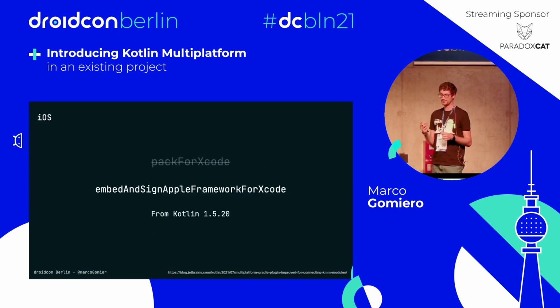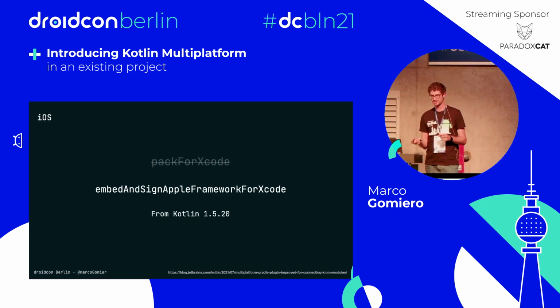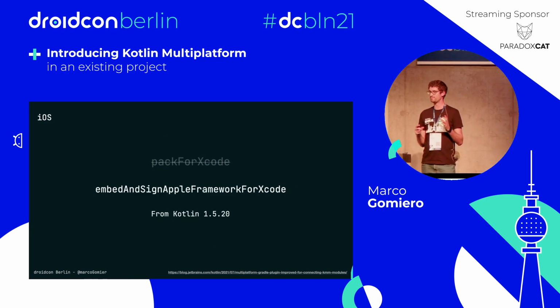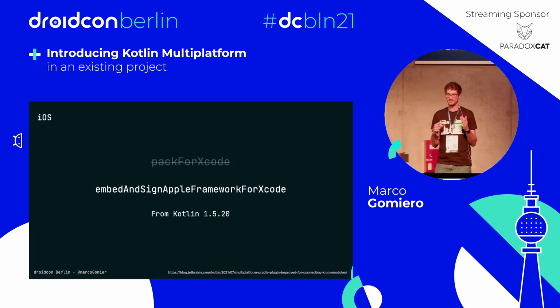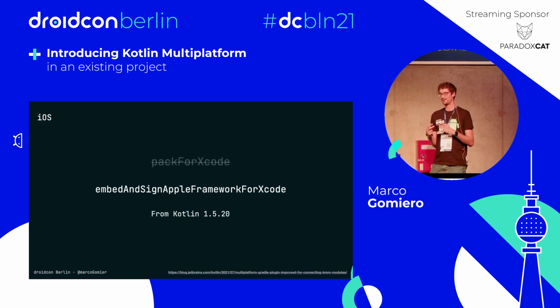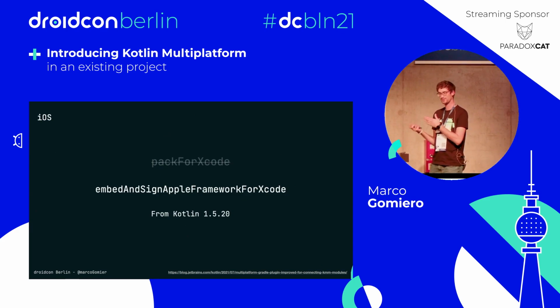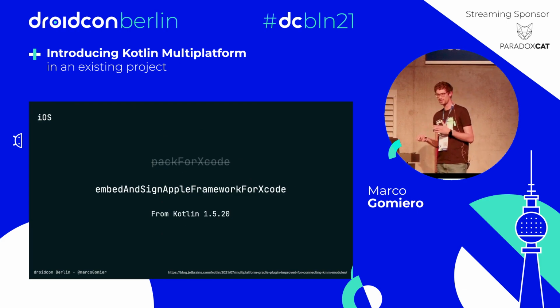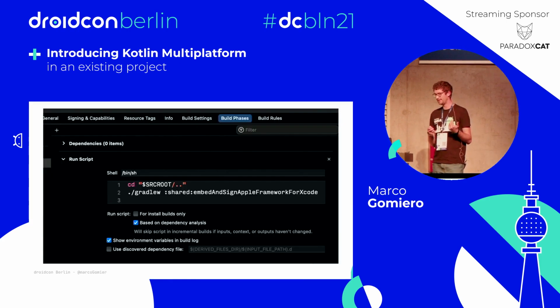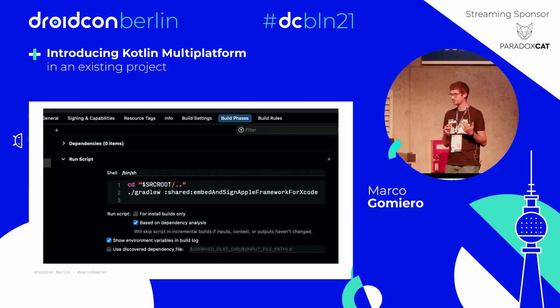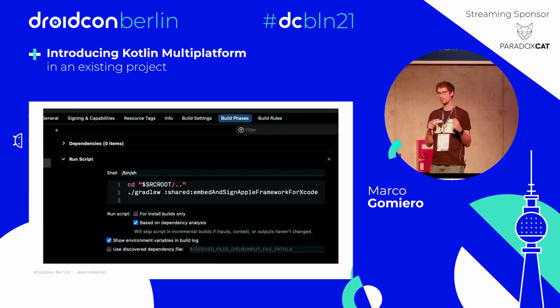But before this Kotlin version, there was the packForXcode task. That was a big chunk of code that was automatically put in the build.gradle file. So probably, if you have tried it, you have seen it. But now, basically, only the name has changed. And this Gradle task is called by Xcode when we hit the run button on Xcode.